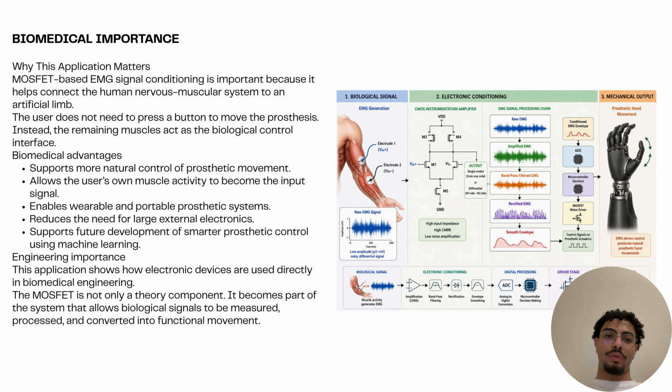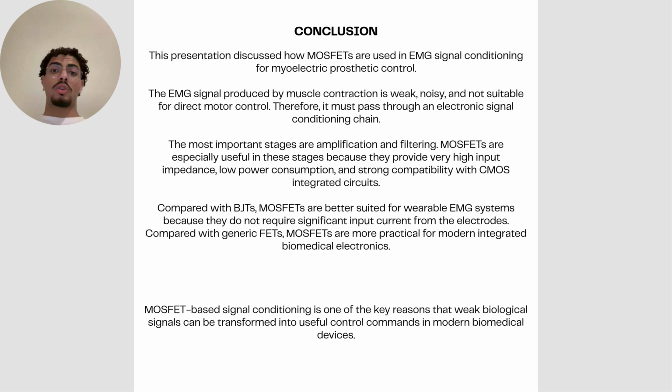From an engineering point of view, this application shows how electronic devices are directly used in biomedical engineering. The MOSFET is not only a theoretical component from electronics. In this system, it becomes part of a circuit that allows biological signals to be measured, processed, and converted into functional movements. So, finally, the EMG signals are weak and noisy so that they cannot directly control a prosthetic hand.